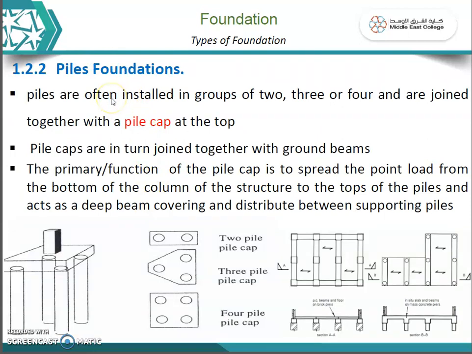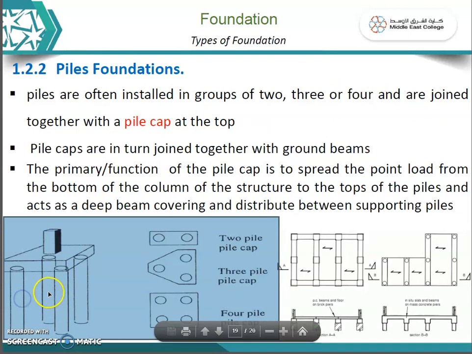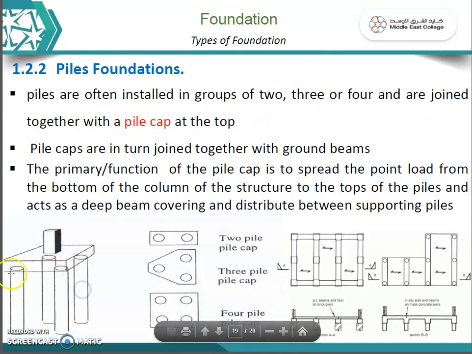So you can see pile foundations are often installed in groups of at least 2 or 3 or 4, and are joined by a pile cap. You can see, for example, 1, 2, 3, 4. These are piles which are all joined together using a pile cap. On this pile cap, you can construct a column here. This is construction of a column. So this is what a pile cap is. You can see here, this is the pile cap.